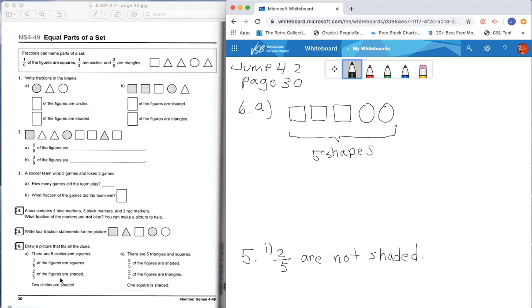Okay? And 2 of the figures are shaded, so 2 circles are shaded. So that means we have to shade our 2 circles. And that also fits the 2/5 of figures are shaded. Okay, so you need to draw this in your notebook, 6A. Okay, B, you're going to do yourself. So 5 triangles and squares, and read the clues to tell you which ones are shaded, which ones are triangles, etc. Okay, so that's the end of this page.